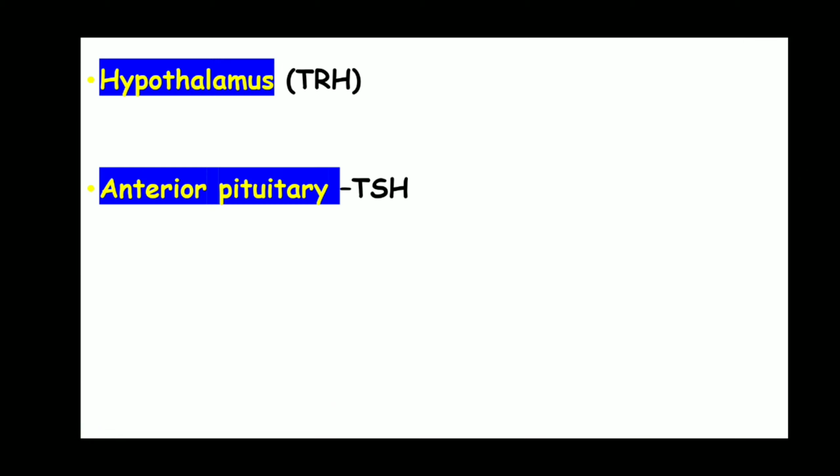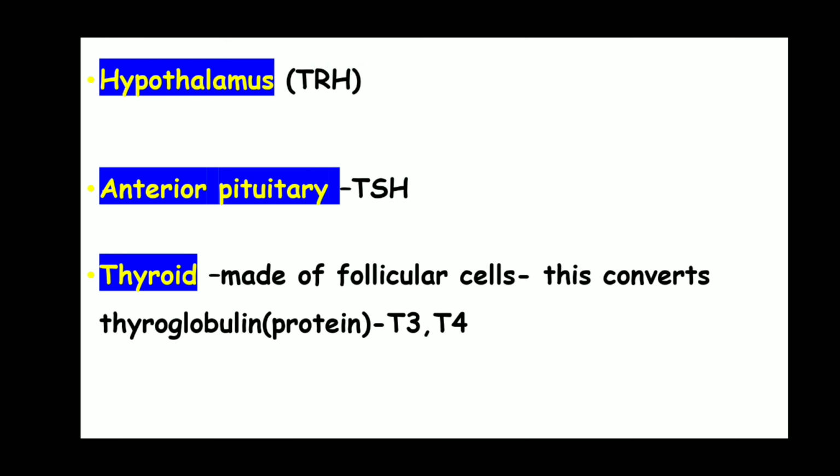From the hypothalamus, there is TRH, thyroid regulating hormone, and that is stimulating your anterior pituitary to produce TSH, thyroid stimulating hormone, and that stimulates your thyroid gland to produce the important hormones. That's T3, T4 mainly.